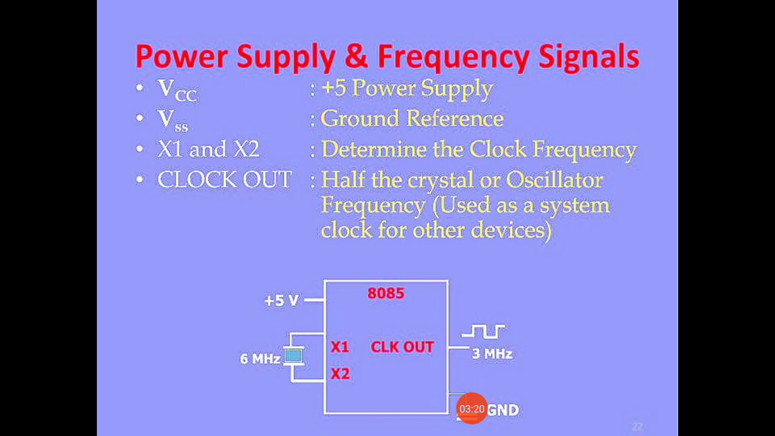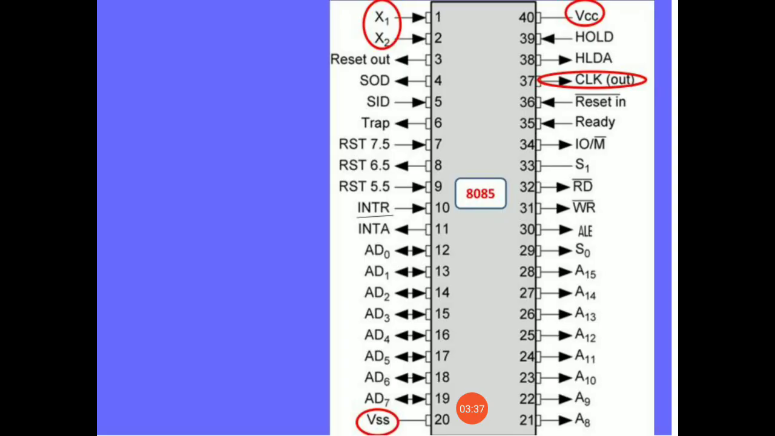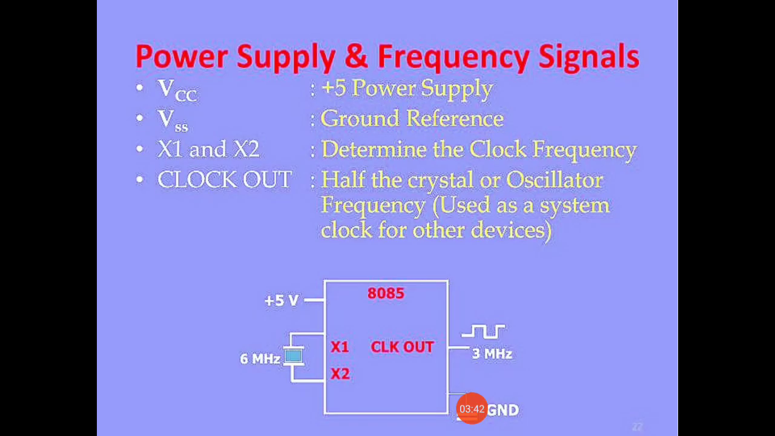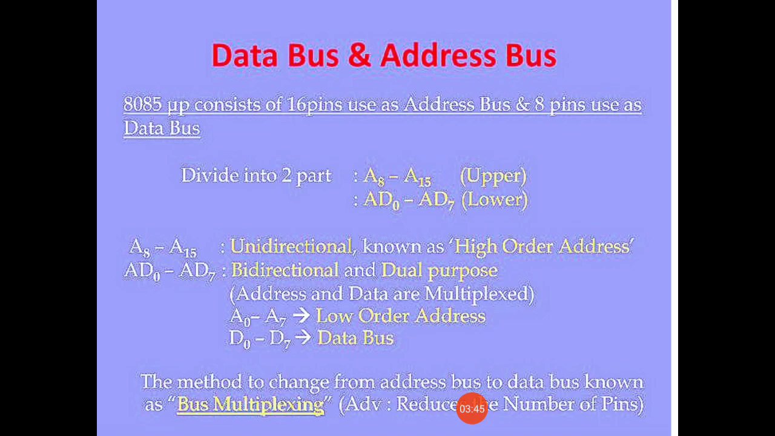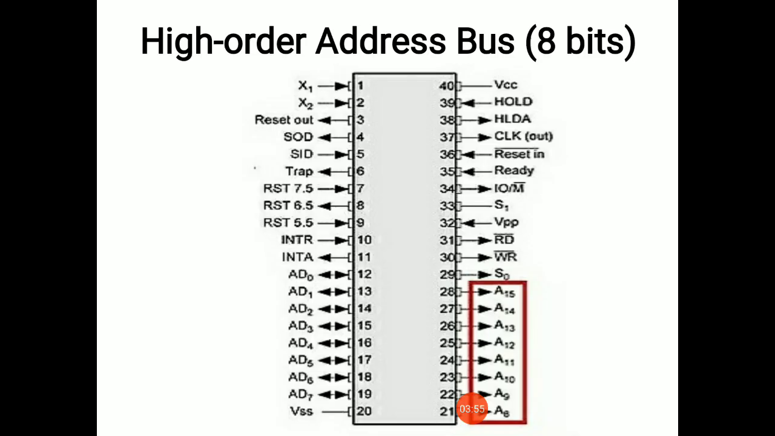Next is clock out. This signal is used as a system clock for other devices. Its frequency is half the oscillator frequency. So I have covered every pin of this classification, power supply and frequency signals. The next classification of the pins is data bus and address bus. So start with the data bus and address bus.